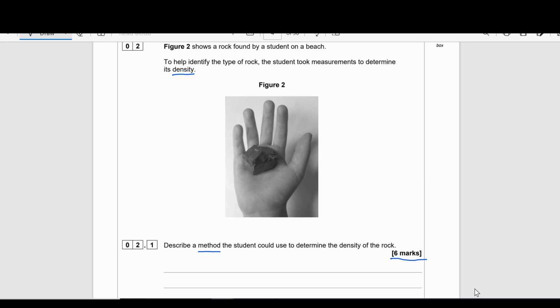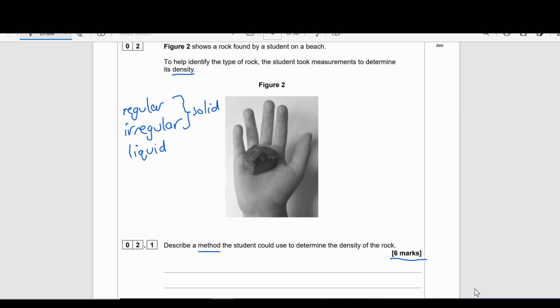You could have a regular shaped object. You could have an irregular shaped object. Or you could have a liquid, with these regular or irregular being solids. So what we need to do is look at our object and then decide which one of these 3 methods we need to describe here.